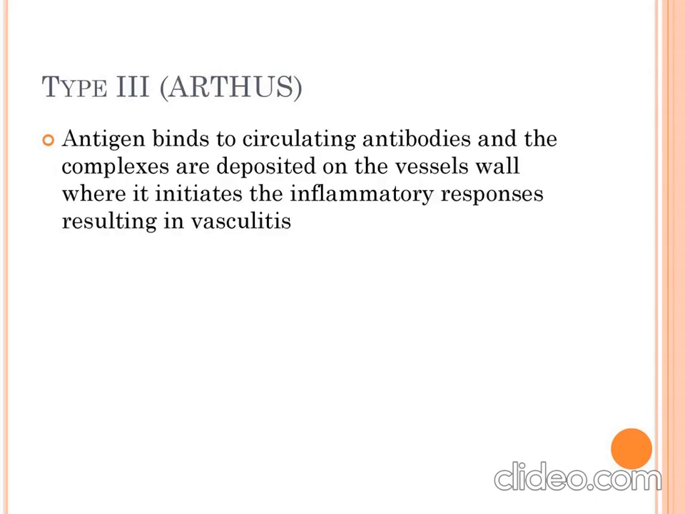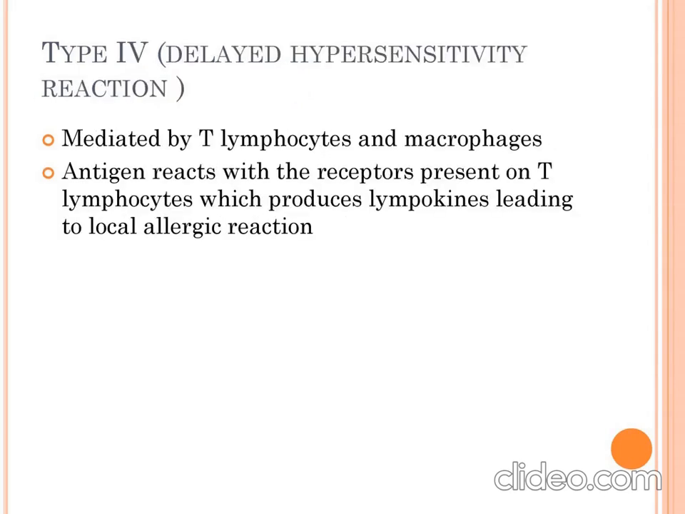Type 3 is the Arthus reaction. Antigen binds to the circulating antibody and this complex is deposited on the vessel wall. When they are deposited in the vessel wall, they initiate an inflammatory response in those vessels resulting in vasculitis. Examples of type 3 reaction are serum sickness, Henoch-Schönlein purpura, Arthus reaction and vasculitis.